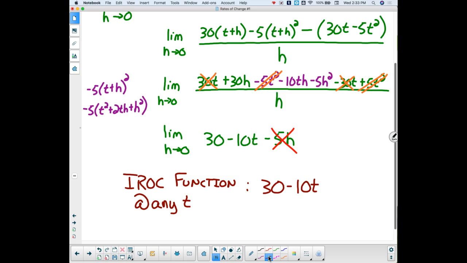Okay. I can just plug whatever t value I want into that, and I can get the speed that it's going at that particular time.